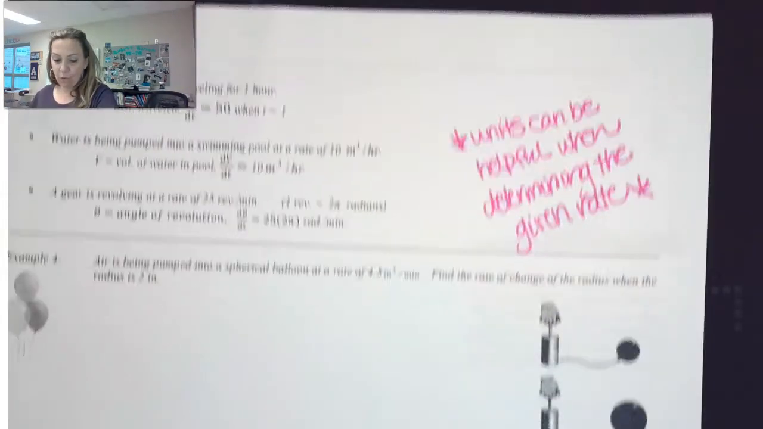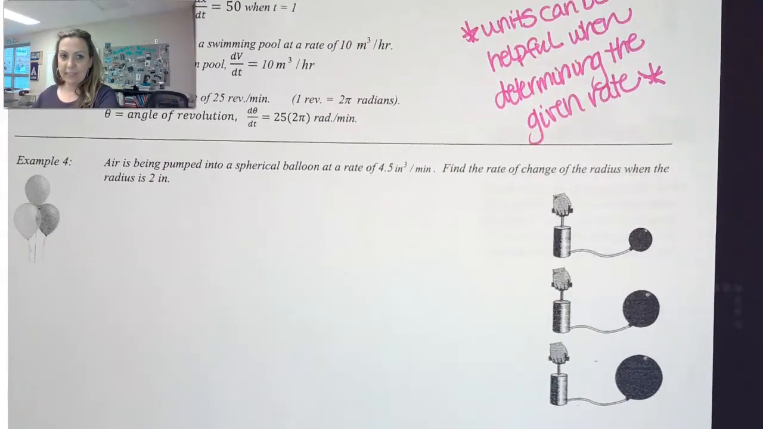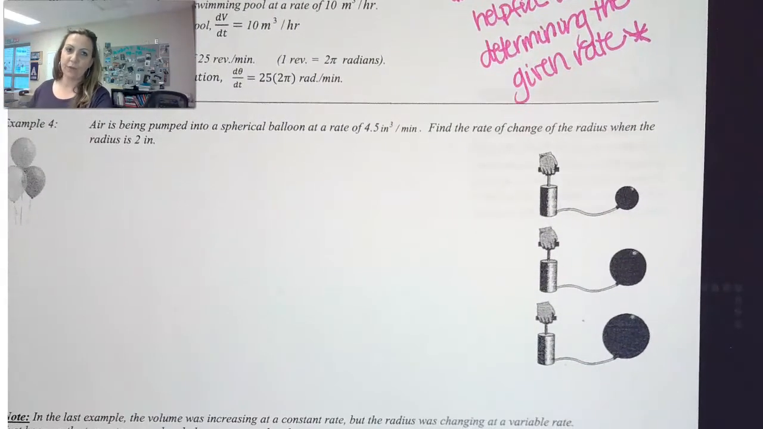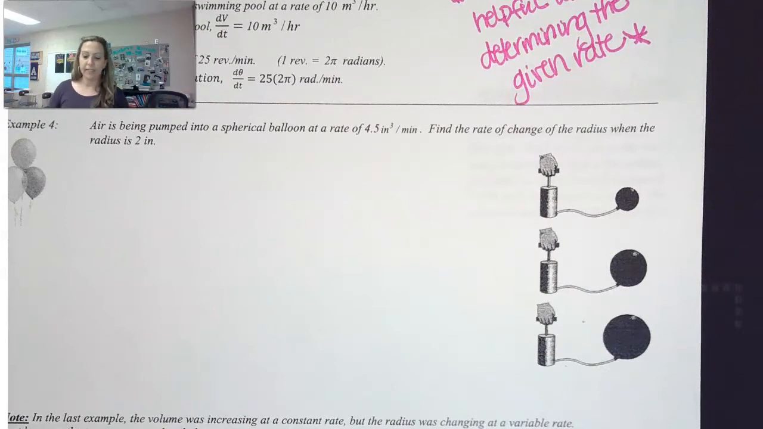So in example 4, this one says that air is being pumped into a spherical balloon at a rate of 4.5 cubic inches per minute. Find the rate of change of the radius when the radius is 2 inches.